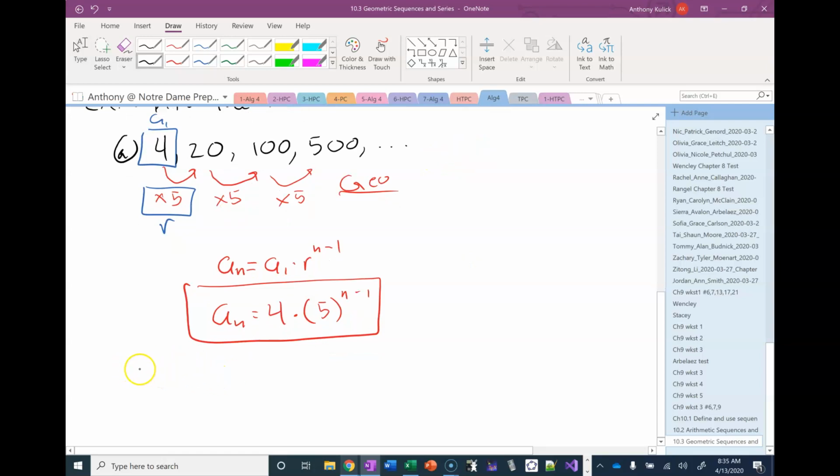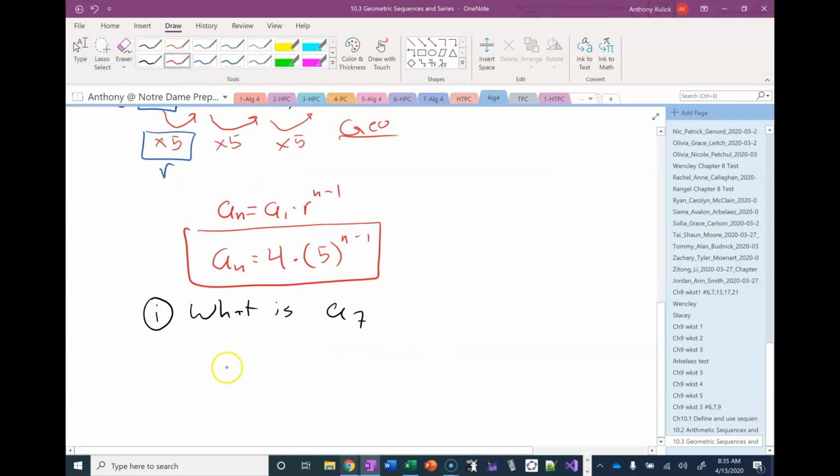To follow up on this, what if I ask then what is, say, a7? Well, I have a rule that we just made from this geometric sequence. So all I'm going to do is plug 7s in for n. And then I'm going to just fire up my calculator and type this in.